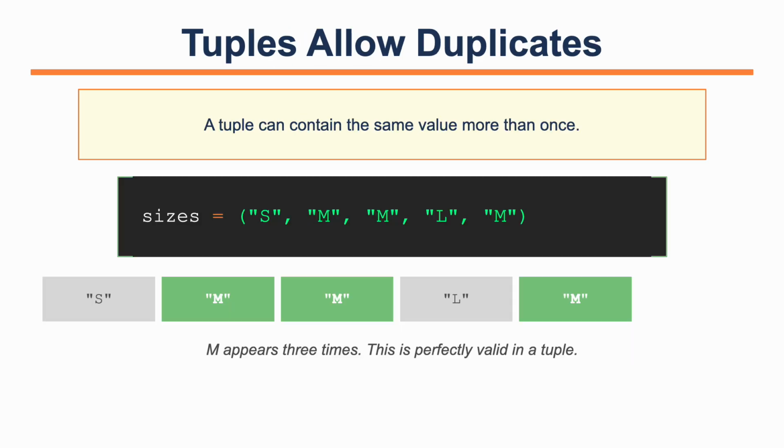A tuple allows duplicate values. The same item can appear multiple times, and each occurrence is treated as its own separate entry. A tuple of clothing sizes, for example, could contain the letter M several times without any issue. This works the same way as it does in a list.